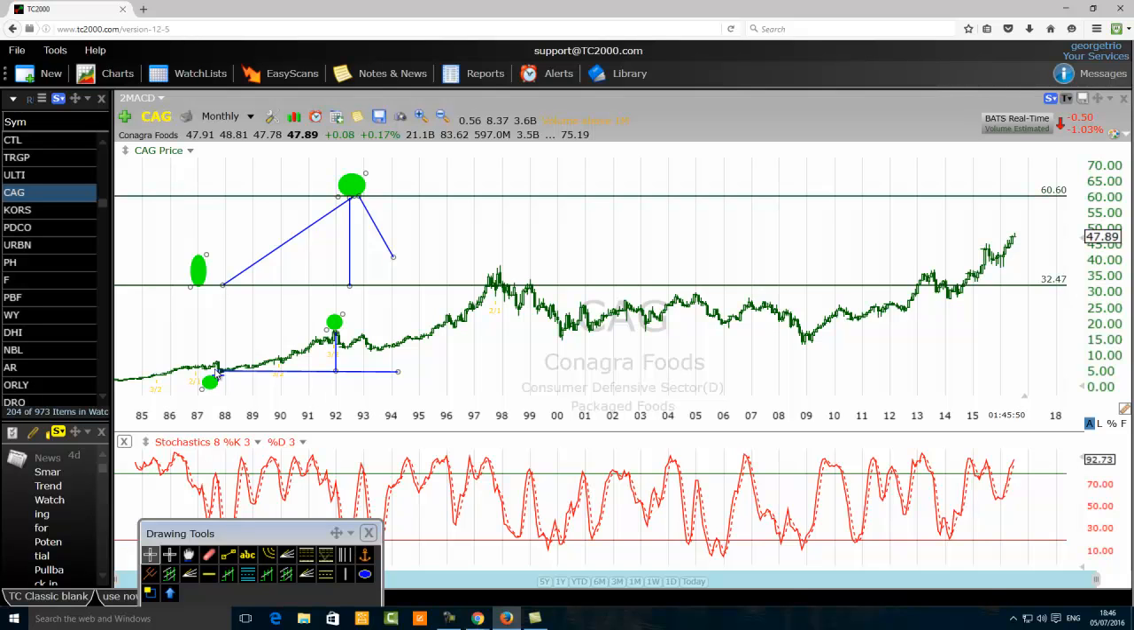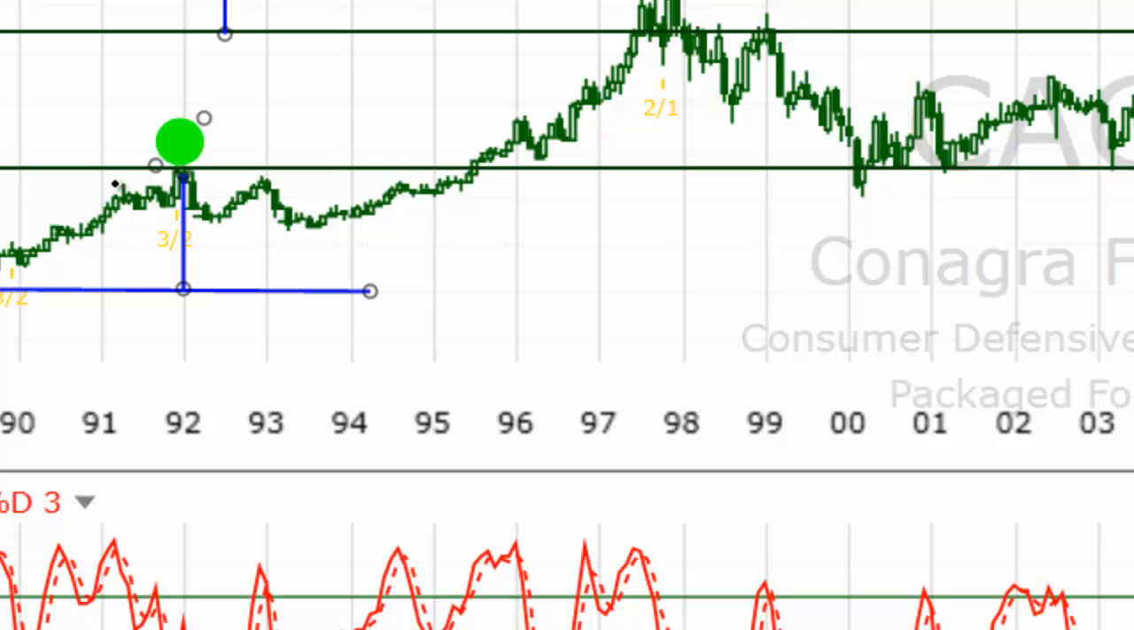So the point I want to make: you can see this stock here, Conagra Foods. The stock trended up from 1988 to the end of 1991, at the beginning of 1992. This is the trending phase before the correction. We highlight the low and the high of the trend, and we use the distance between the high and the low of the trending phase.